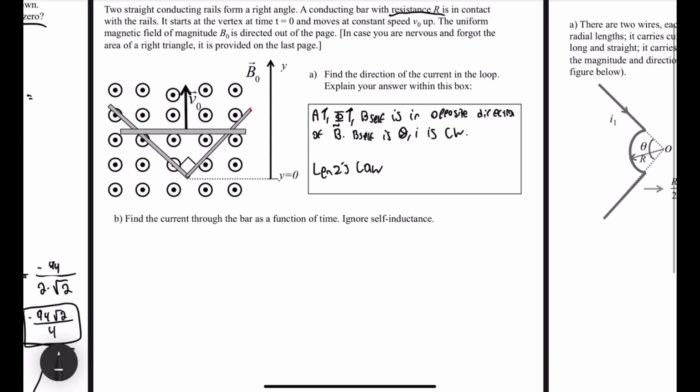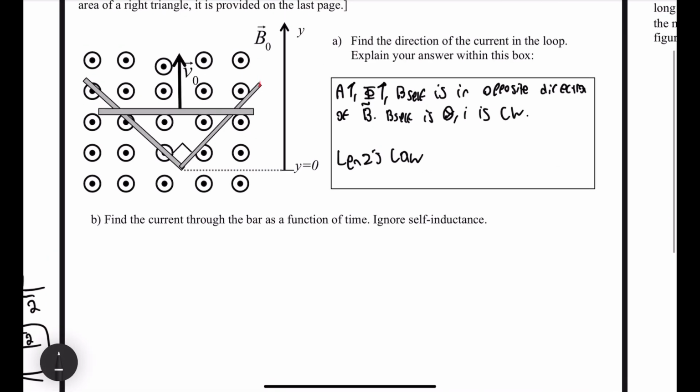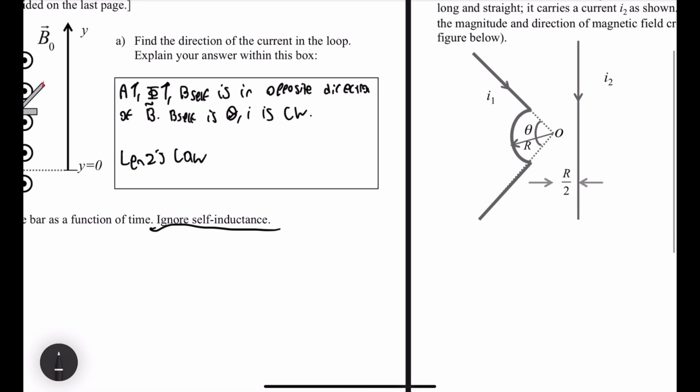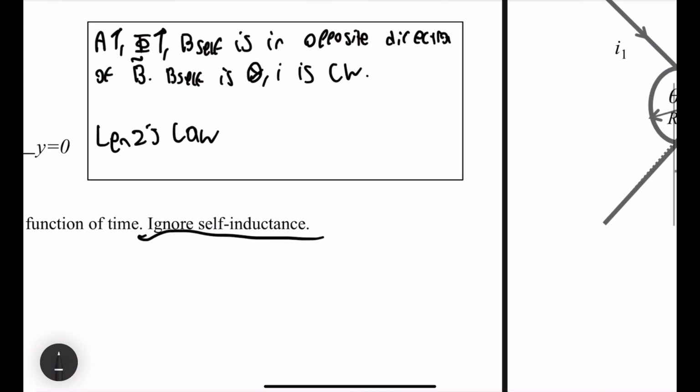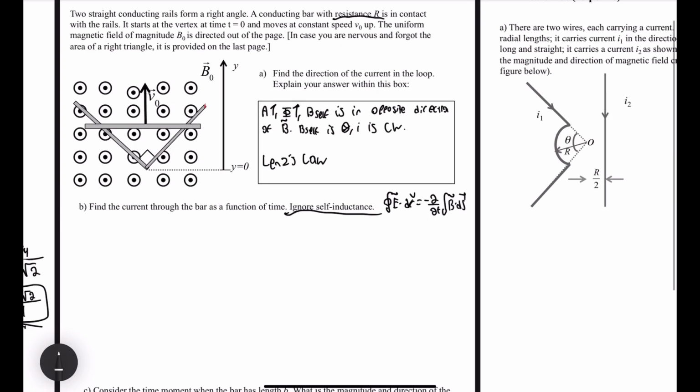Now for part B, find the current through the bar as a function of time, ignoring self-inductance. So for this one, or anytime you see some sort of bar or a box or something like this, you're going to have to use Faraday's law. So it's going to be the closed loop integral of E dot dr is equal to negative partial with respect to time of the flux.